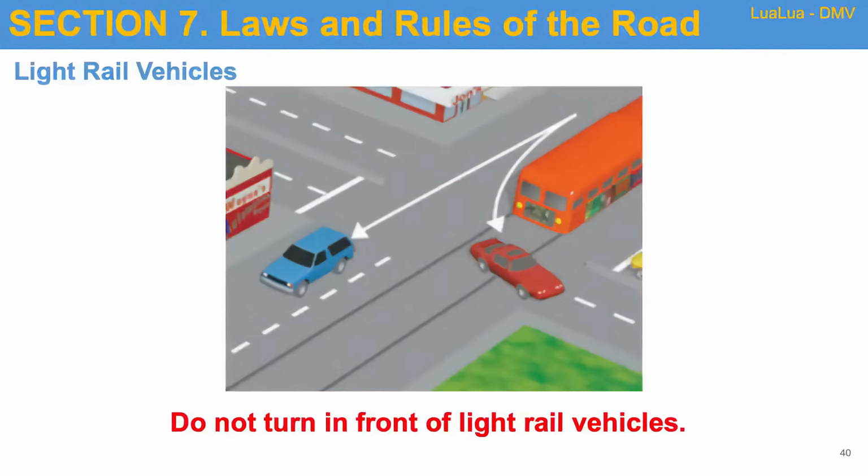Light rail vehicles. On public roads, light rail vehicles have the same rights and responsibilities as other vehicles. To safely share the road with light rail vehicles, be aware of where they operate. Buildings, trees, and other items can cause blind spots for the operator. Never turn in front of an approaching light rail vehicle.